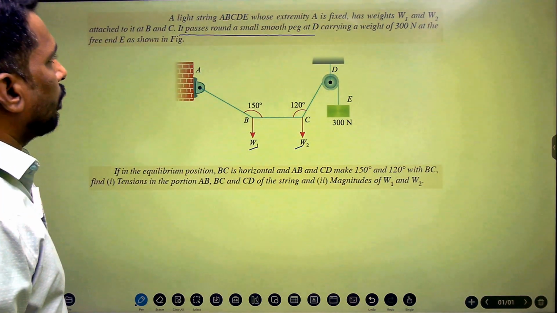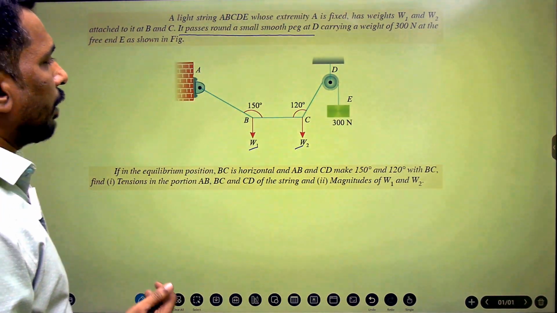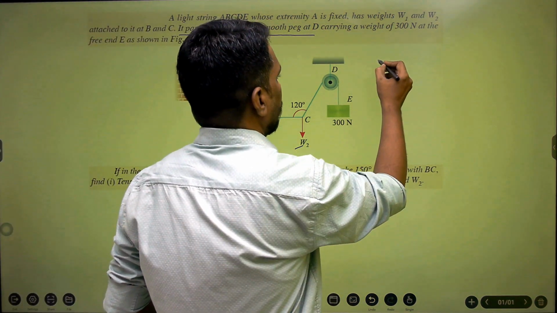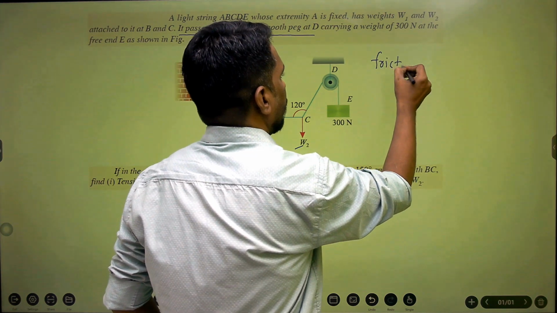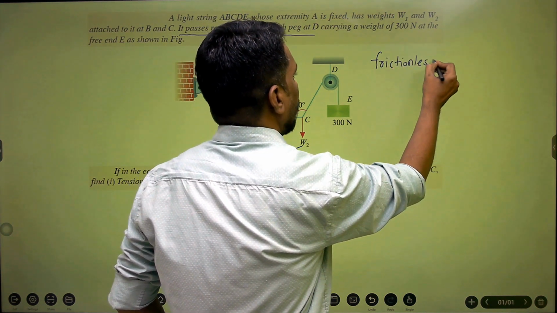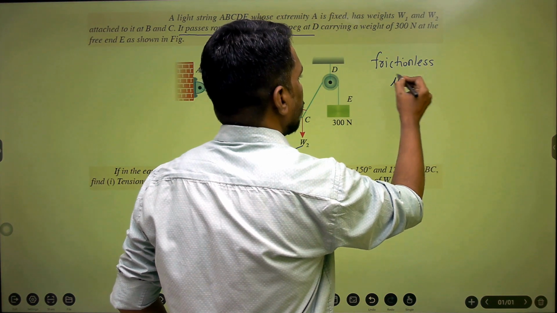It passes around a small smooth peg at D. Smooth peg means friction is zero. Okay, friction is zero. Frictionless, you can say. It is frictionless. So it means mu is equal to 0.